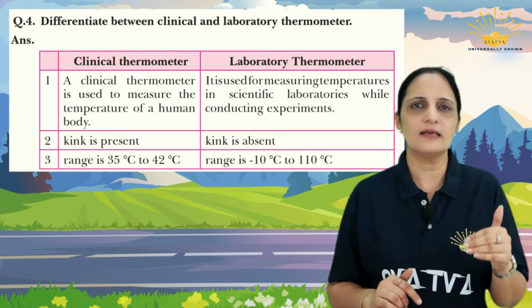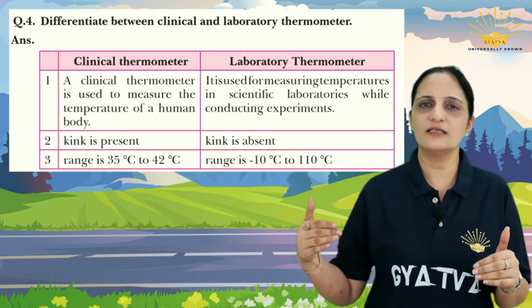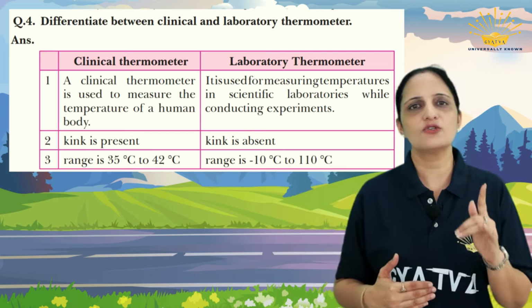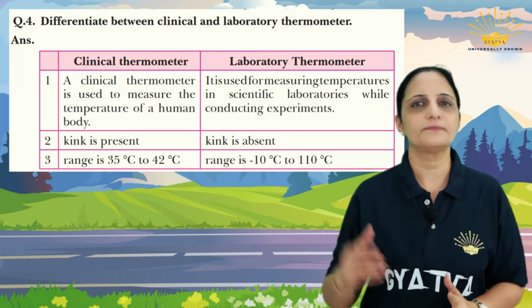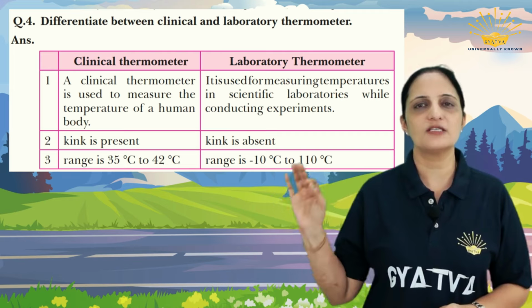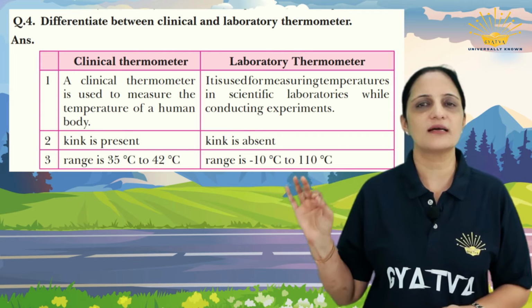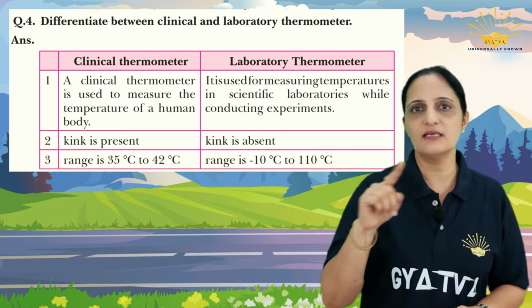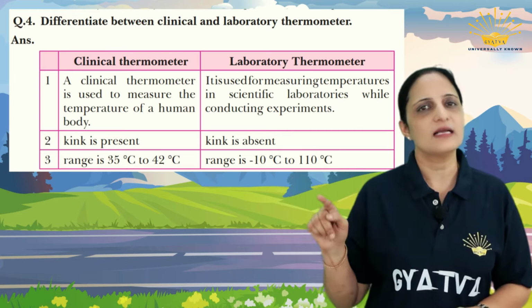On one side we write clinical thermometer and on the other we write laboratory thermometer. Clinical thermometer, first point, it is used to measure the temperature of a human body. Laboratory thermometer, it is used for measuring temperatures in scientific laboratories while conducting the experiments. In clinical thermometer, kink is present. In laboratory thermometer, kink is absent.